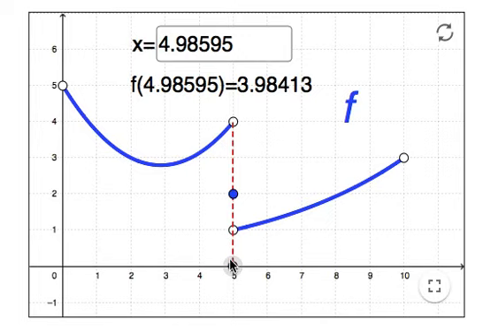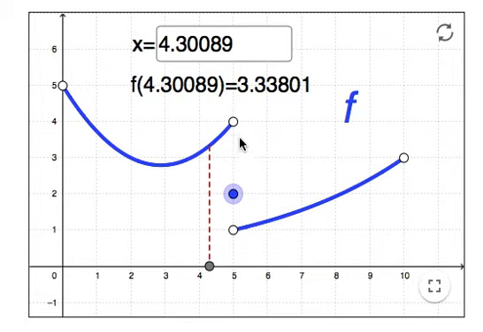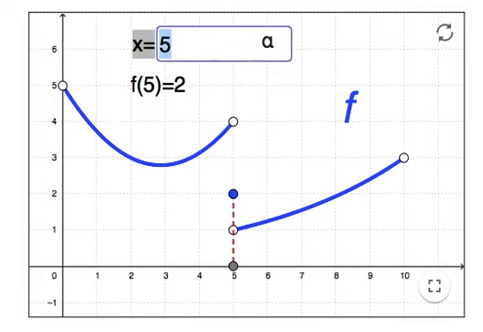Now again, the limit doesn't really care what's actually happening. The actual value is 2. So when x is equal to 5, the y value is equal to 2. So if I put in 5 here, the y value is actually 2. So it actually gives me a value of 2. However, the limit from the left-hand side is going to be 4, and the limit from the right-hand side is going to be 1.